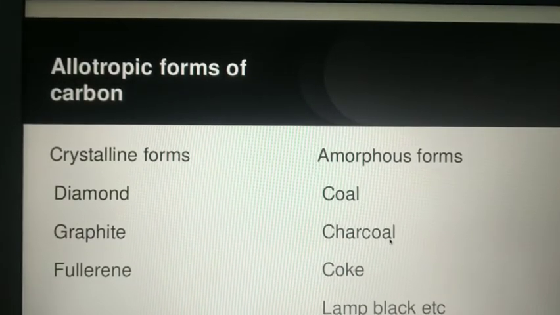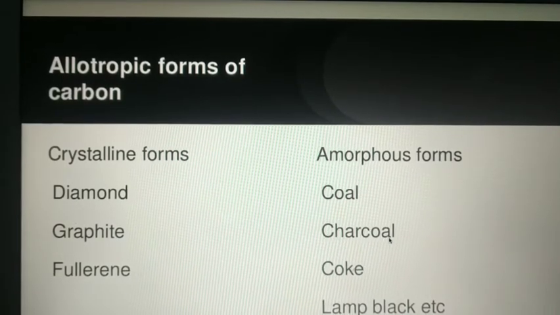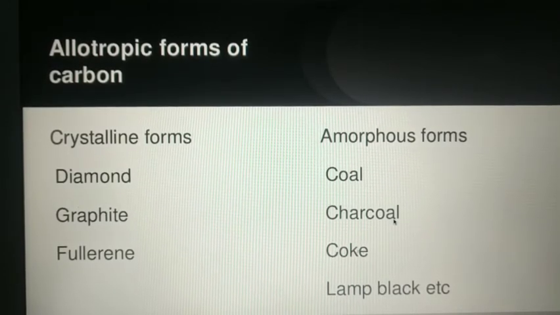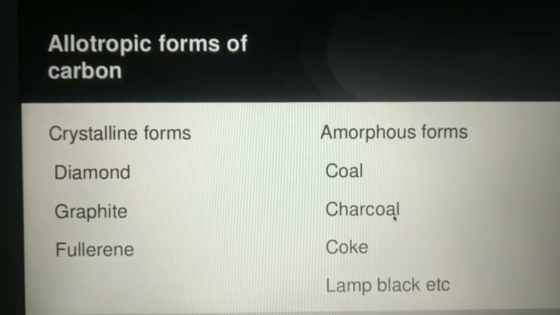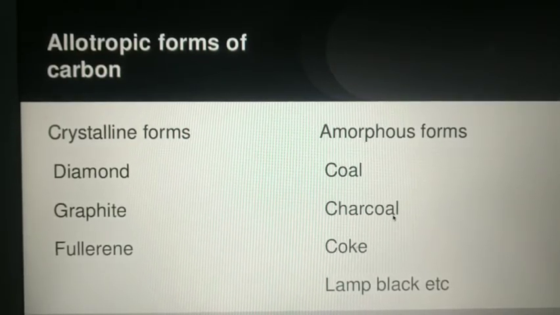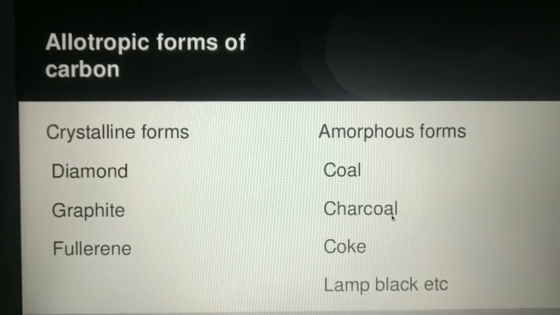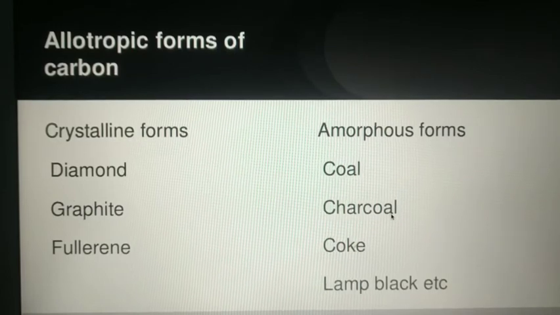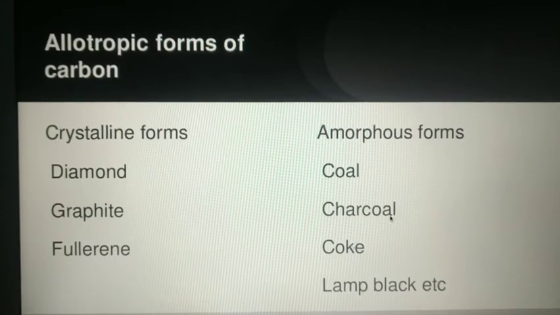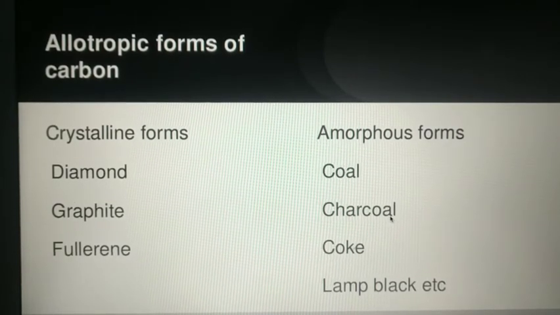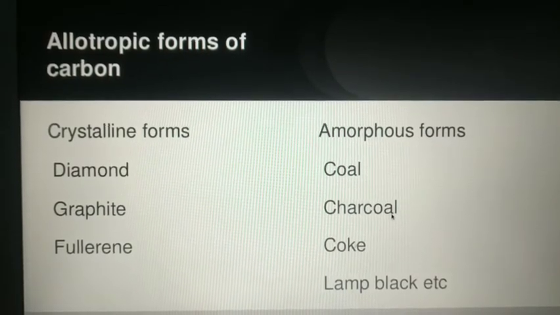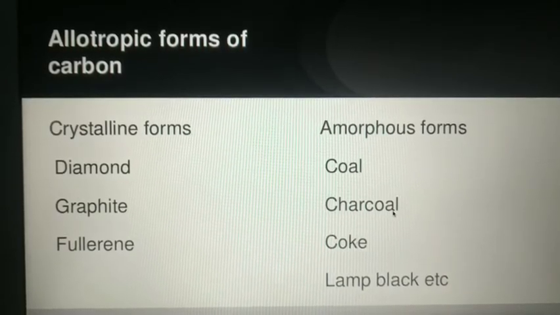Now, the allotropic forms of carbon can be classified into the following two categories. One is crystalline forms and the other one is amorphous forms. In crystalline forms, you see, diamond, graphite and fullerenes are the crystalline forms of carbon. Okay, these are the purest forms of carbon. What about amorphous forms? You can see coal, charcoal, coke, lamp black, carbon black, etc. Many things are given here in the book as amorphous allotropic forms of carbon.